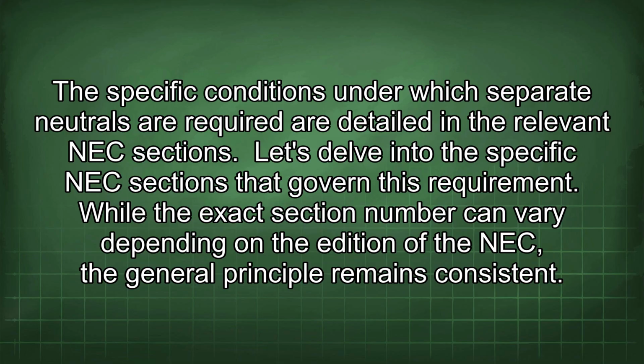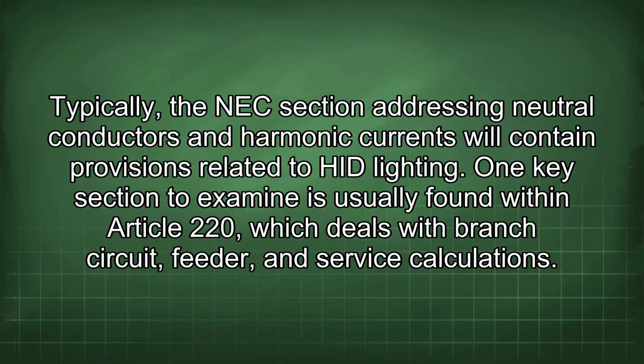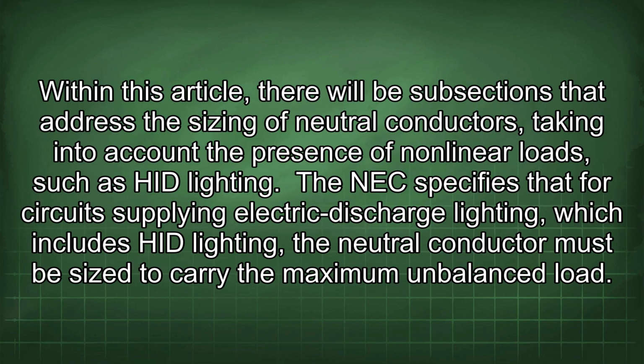Let's delve into the specific NEC sections that govern this requirement. While the exact section number can vary depending on the edition of the NEC, the general principle remains consistent. Typically, the NEC section addressing neutral conductors and harmonic currents will contain provisions related to HID lighting. One key section to examine is usually found within Article 220, which deals with branch circuit, feeder, and service calculations. Within this article, there will be subsections that address the sizing of neutral conductors, taking into account the presence of nonlinear loads such as HID lighting.